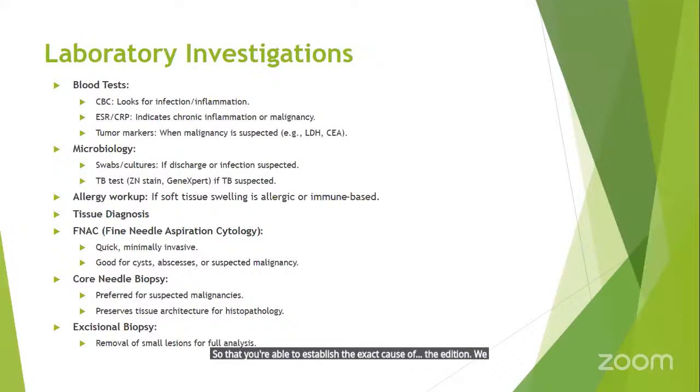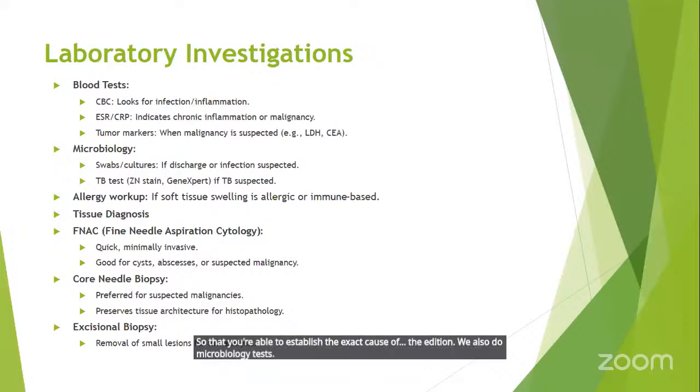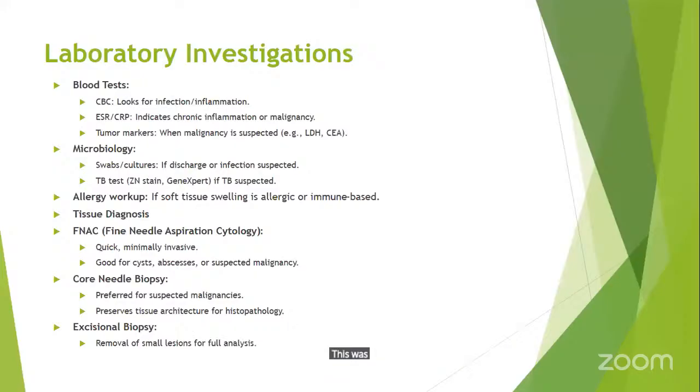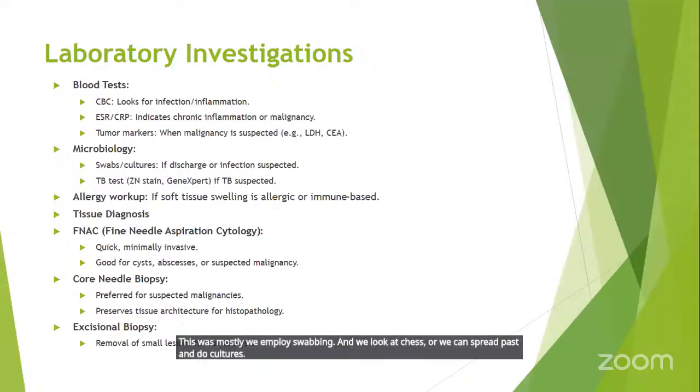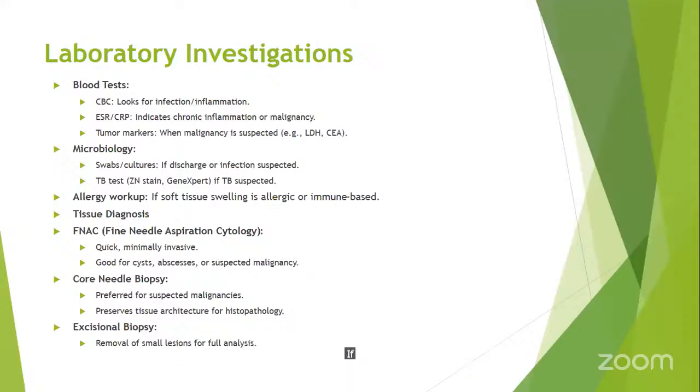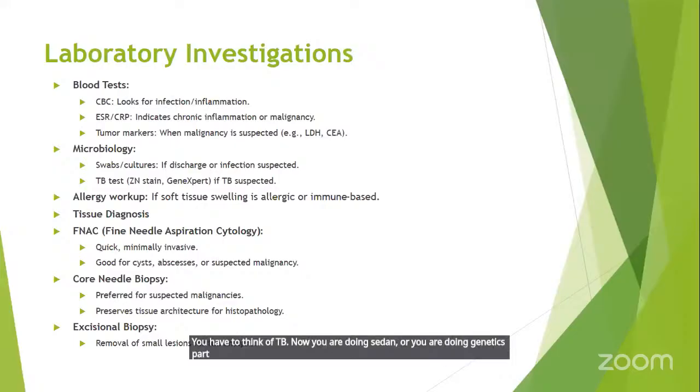We also do microbiology tests. For these we mostly employ swabbing and do cultures, or we can aspirate pus and do cultures if you suspect that there is an infection. And then we also do TB tests. That's when I say that you get pus and it's negative for any growth, you have to think of TB, where you are doing Ziehl-Neelsen stain or the genetic part.